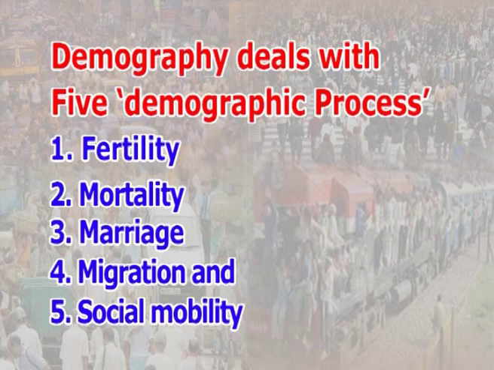Demography deals with 5 demographic processes. They are fertility, mortality, marriage, migration, and social mobility. These 5 processes are continually at work within a population, determining its size, composition, and distribution.